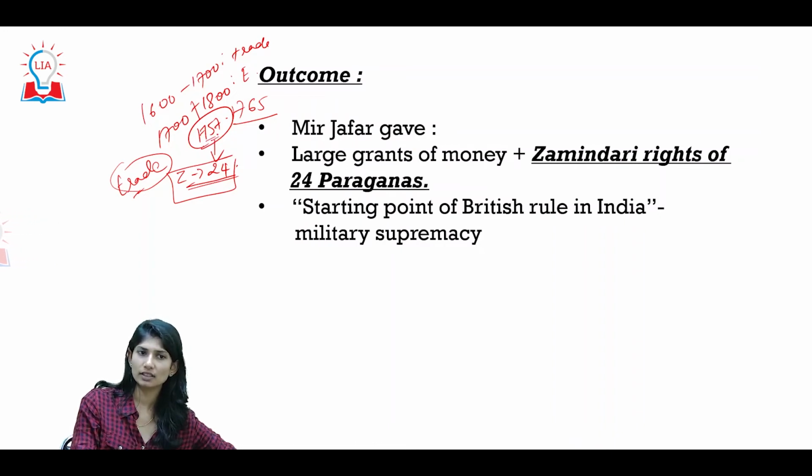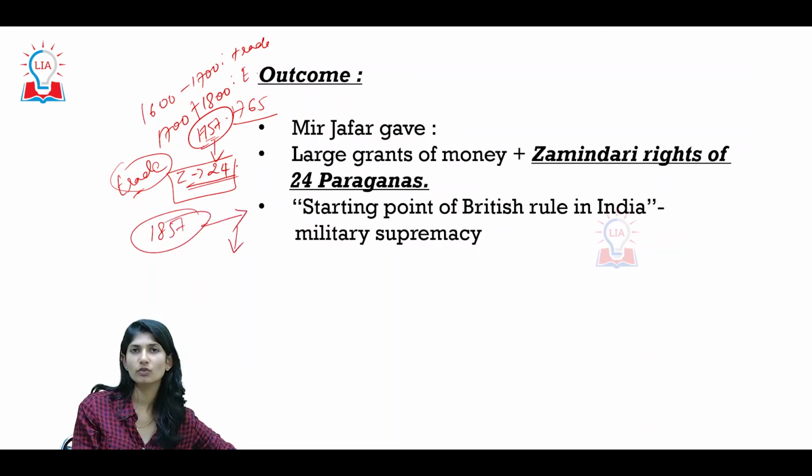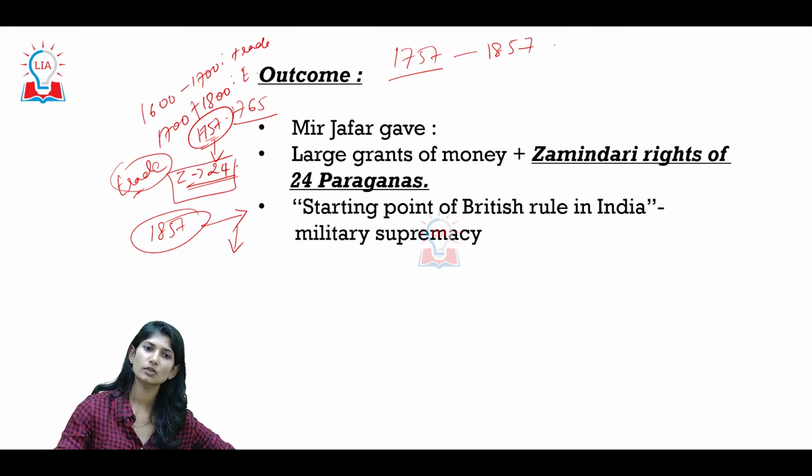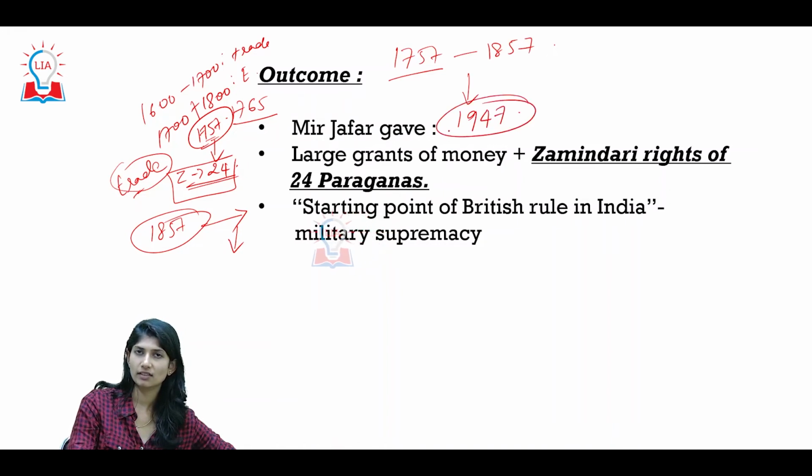Now, this event, coupled with your Carnatic wars, where they first entered wars with the local princes, became so evident that in 1857 their direct rule had to be formed. 1757, Battle of Plassy. 1857, your Sepoy Mutiny, and then that led to one big event culminating in 1947.